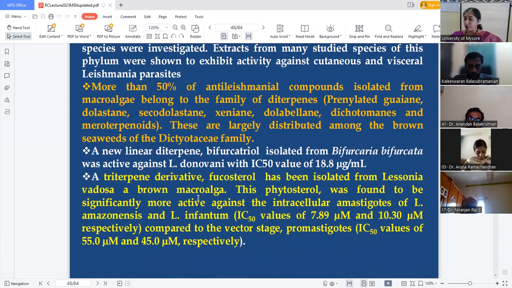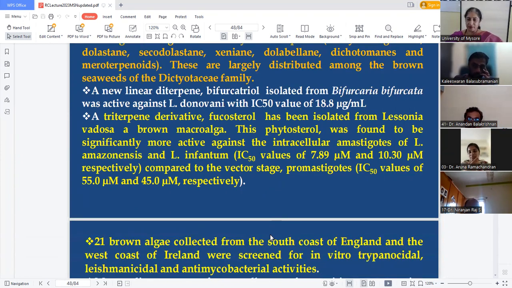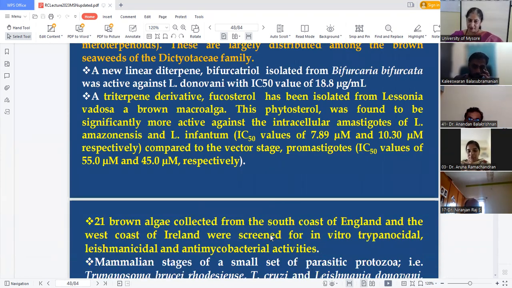Similarly, there is a triterpene derivative called fucosterol, which is isolated from another brown alga, Lawsonia verdosa. And this has been proved to have a good IC50 value of 7.89 micromolar and 10.3 micromolar respectively at different vector stages of the protozoan parasites.